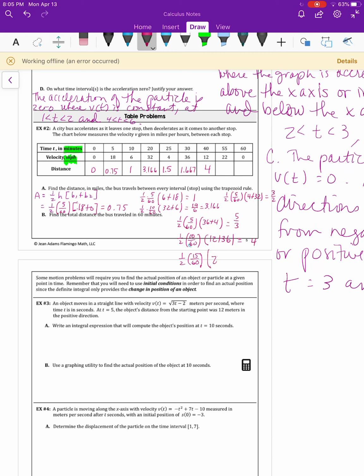And then 1/2 times 55 minus 40 is 15 over 60. And then times 22 plus 12. That one's going to give me 17/4, 4.25. And then the very last one, 1/2 times, or 60 minus 55 is going to be 15 over 60. And times 22 plus 0.